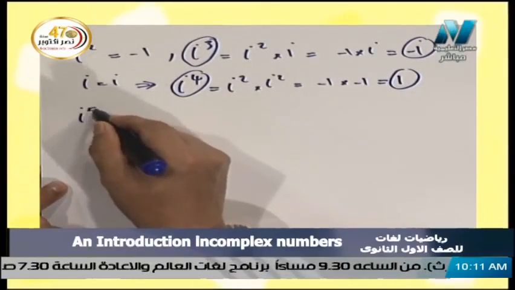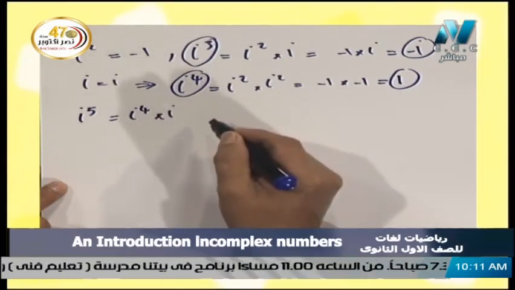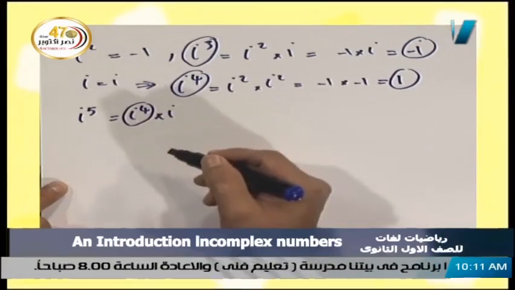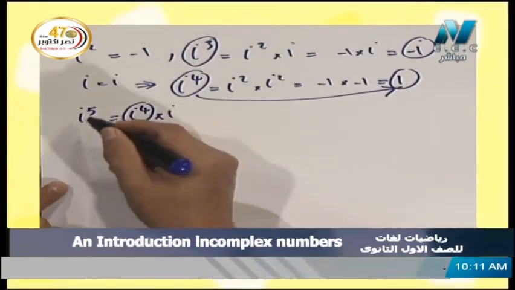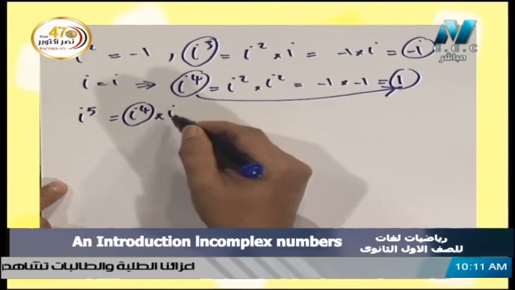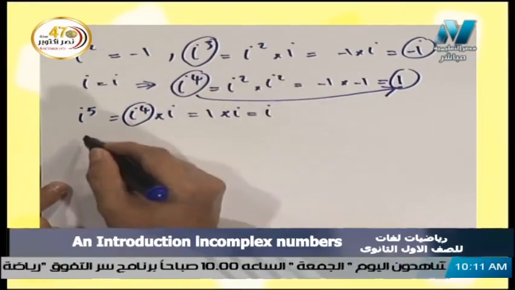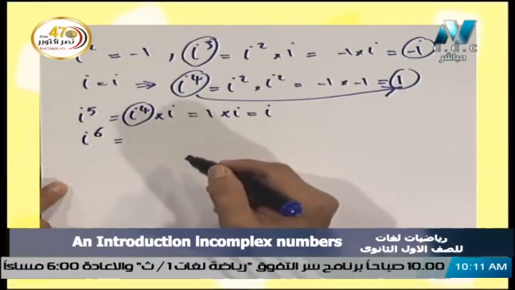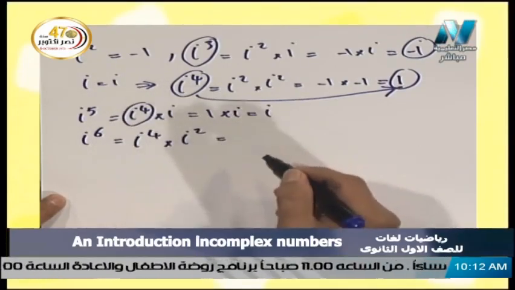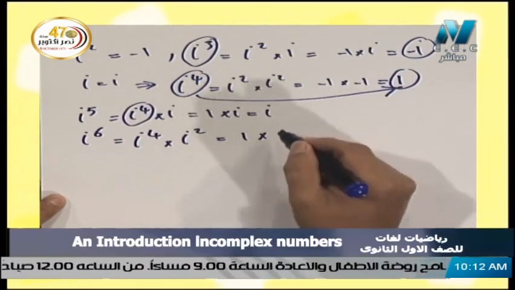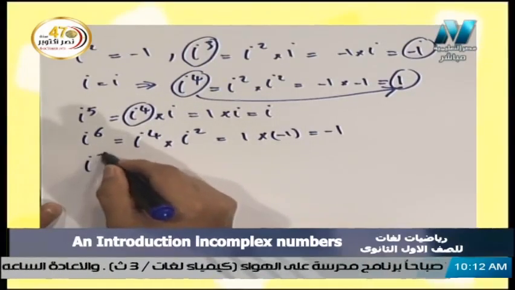What about i power 5? i power 5 means i power 4 multiplied by i. Why do we talk about i power 4? Because i power 4 equals 1. So i power 5 equals i power 4 multiplied by i power 1, so it's 1 multiplied by i, so it's i. What about i power 6? i power 6 equals i power 4 multiplied by i power 2. i power 4 is 1, i power 2 is negative 1. So it's negative 1.